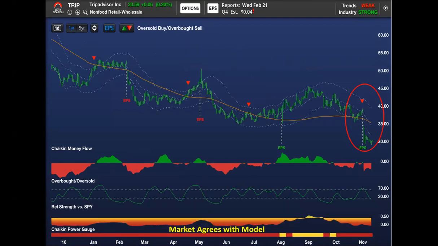TripAdvisor, another stock with a bearish rating for over a year, underperforming the market. So the market is agreeing with the model. Institutions selling, sell signals along the way, and right before the latest earnings report less than 2 weeks ago, an overbought sell signal on a new 8-day high at about 38 and change, negative earnings surprise, and the stock drops all the way to 30. This is what the discipline can do for you as an options trader.